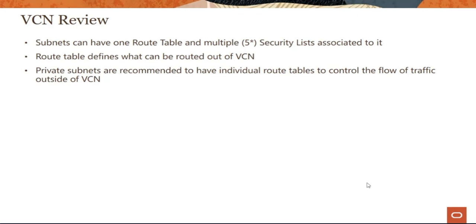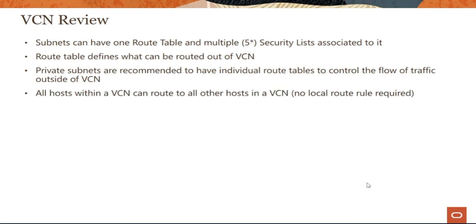Private subnets are recommended to have individual route tables to control the flow of traffic outside the VCN, and not just their own route tables, but also their own security list. So your things are much cleaner. You don't mix and match private and public subnets. All hosts within the VCN can route to all other hosts in a VCN. There is no local route rule required. Now this is great because otherwise you would be writing local route rules to allow the traffic.